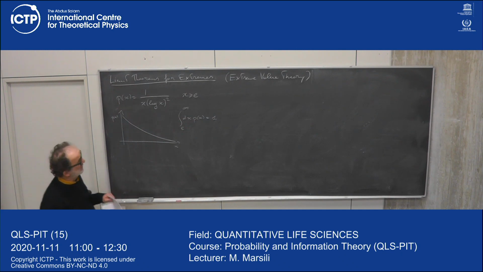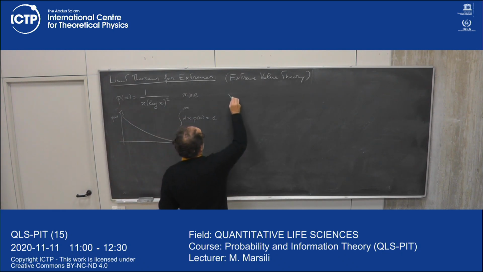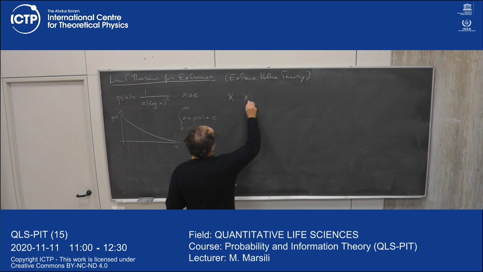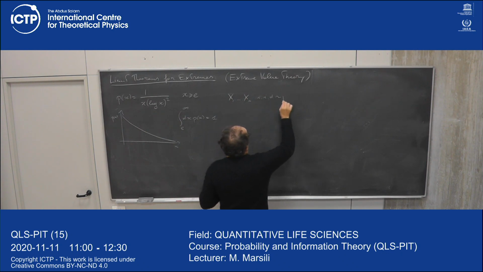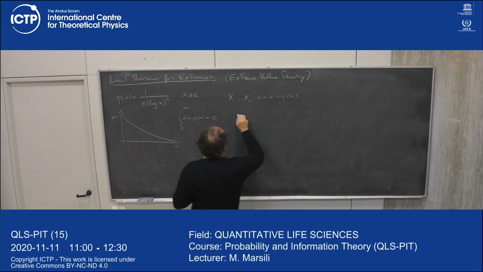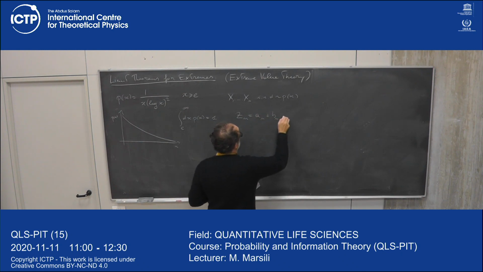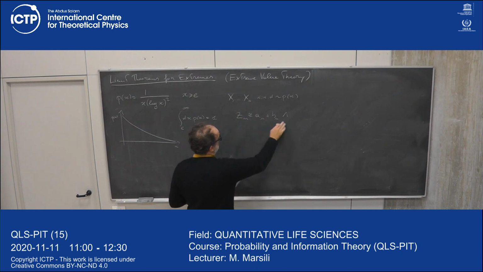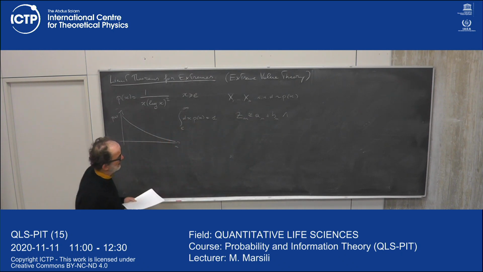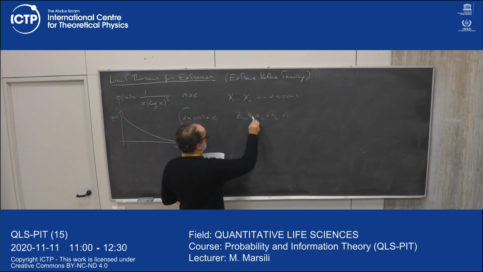And now you can think, well, let's imagine that I have a sequence of IID draws from this, and let us ask: can I find coefficients a_n and b_n such that asymptotically the maximum of these n random variables can be written in this form? Well, the answer is no.